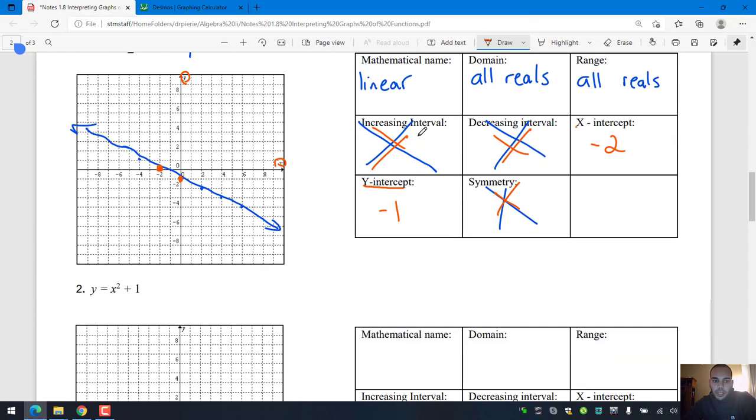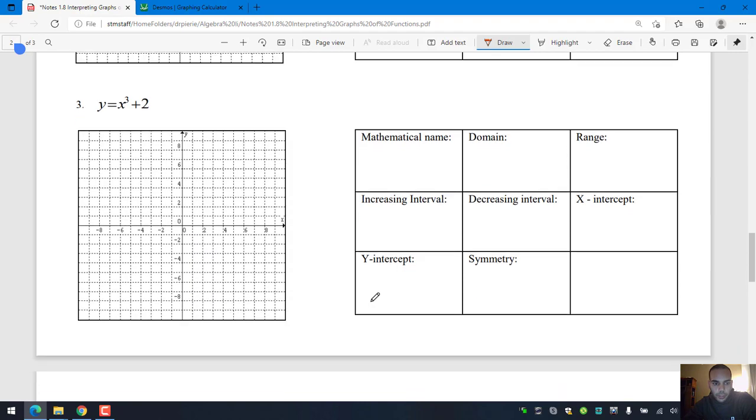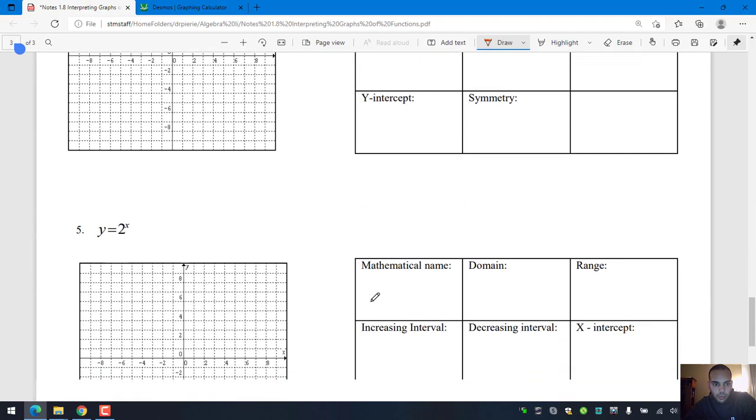We're going to come back to number 2. Let's do one that we might have seen before.